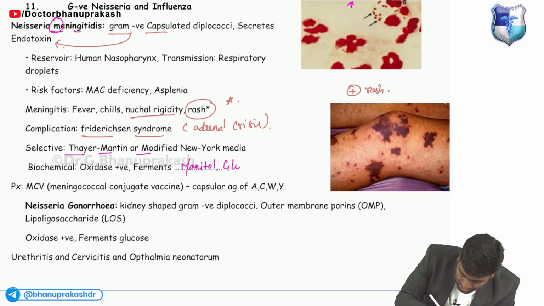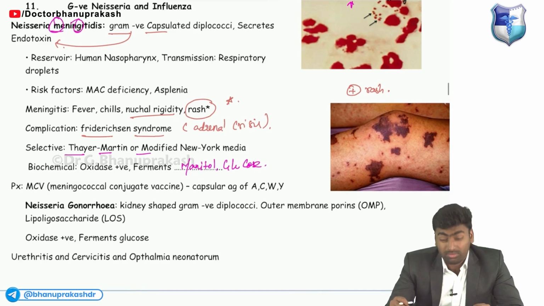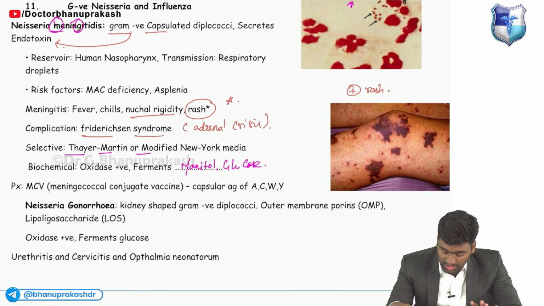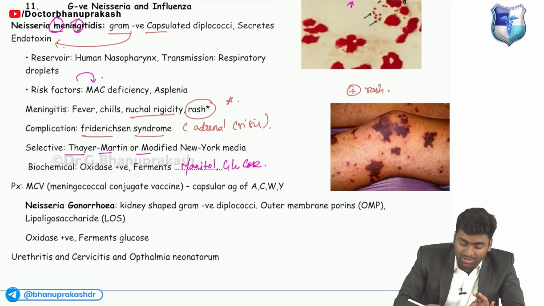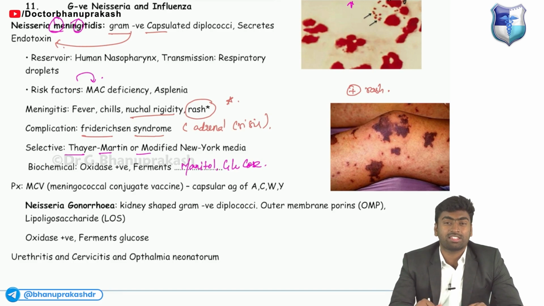So remember, it is M also there, G also there. It ferments mannitol and glucose. Remember, we can make a vaccine against this capsule. It will be most prevalently seen in patients presenting with deficiency of MAC.